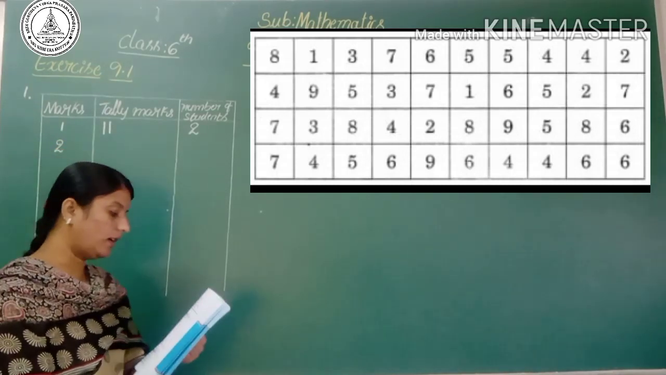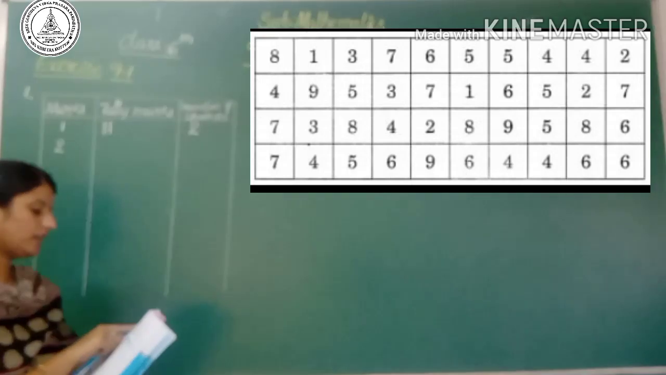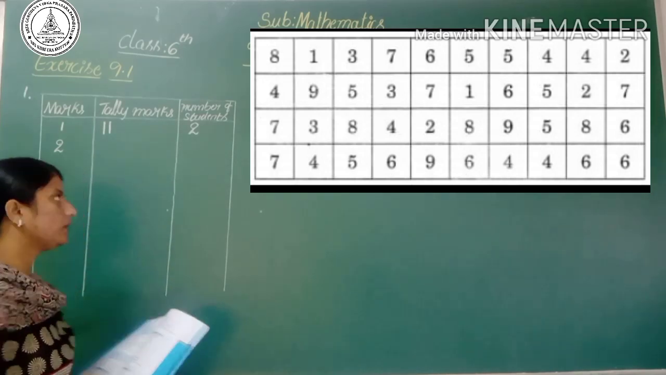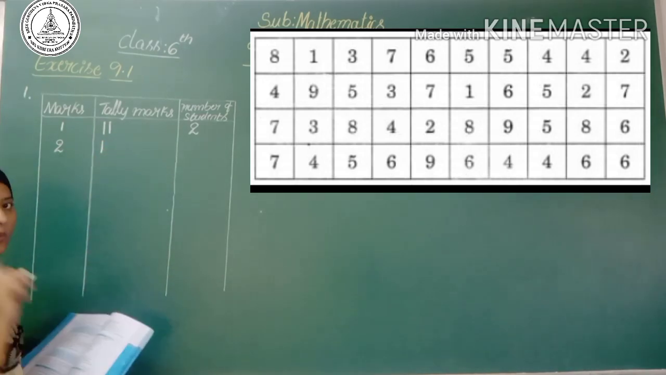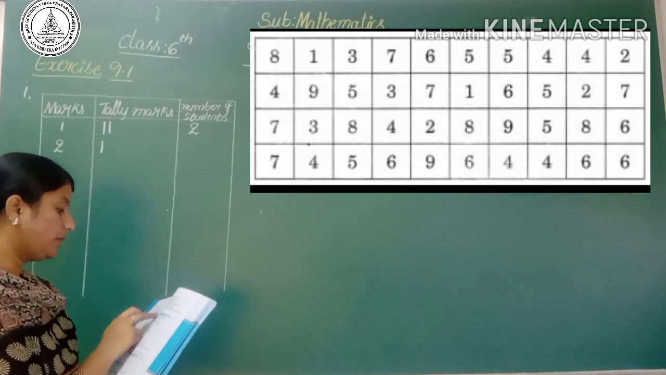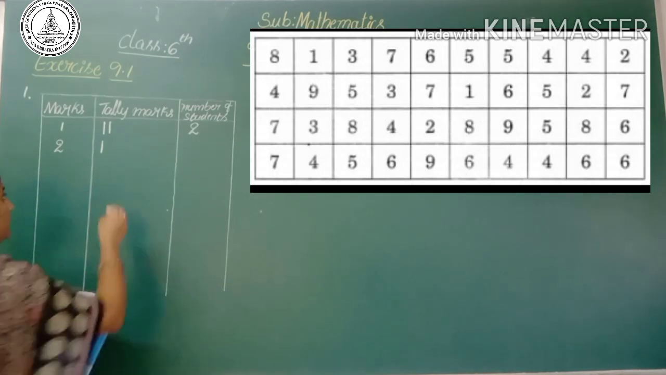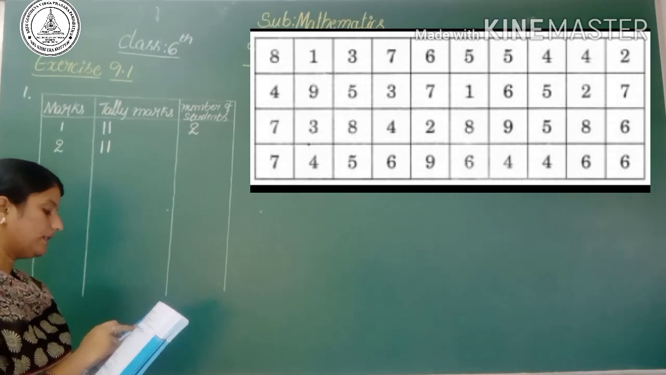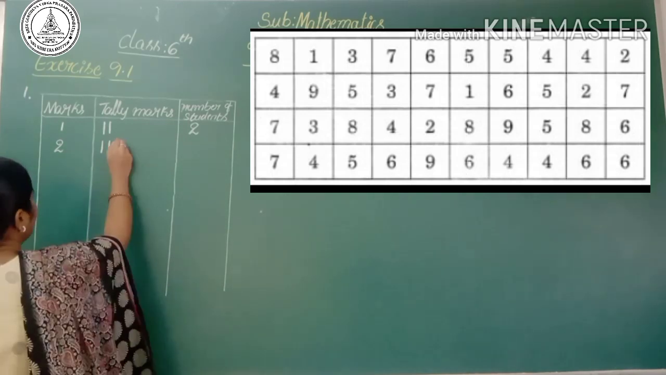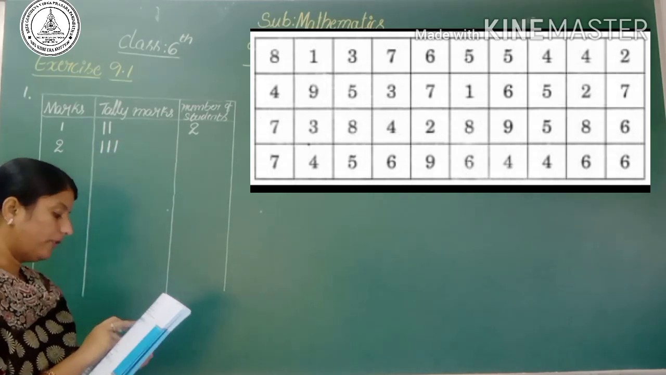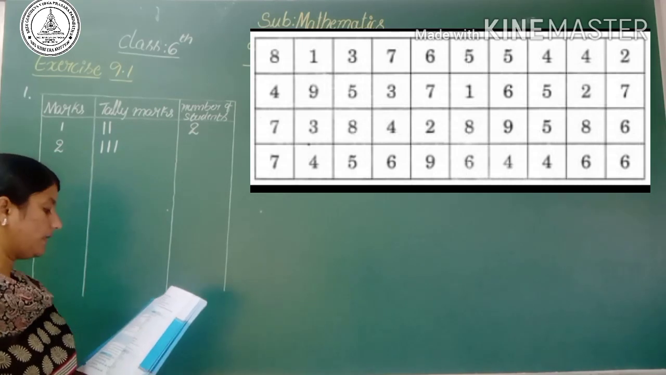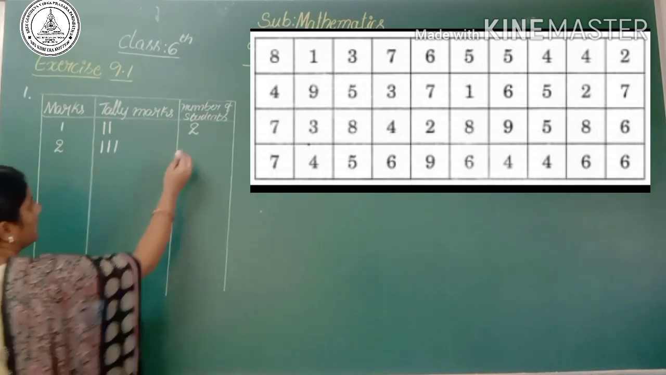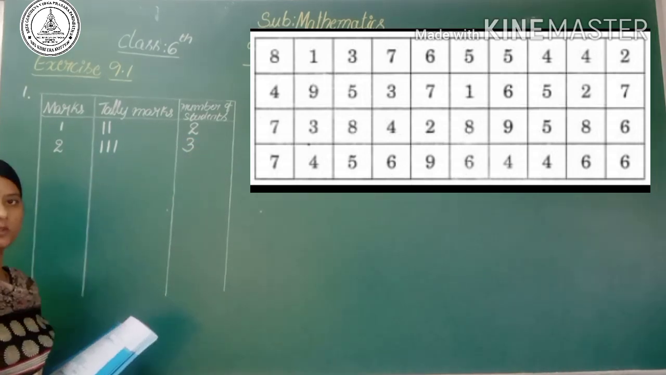Okay, then next, the marks 2. How many students got 2 marks? Okay, check in the first row, only 1 member got 2 marks. Write 1 tally mark. And in the second row, there is 1 member who got 2 marks. Then next in the third row, there is 1 member, and in the fourth row there is no one who got 2 marks. Okay, totally how many members got 2 marks? Count here, 1, 2, 3. Totally 3 members got 2 marks.